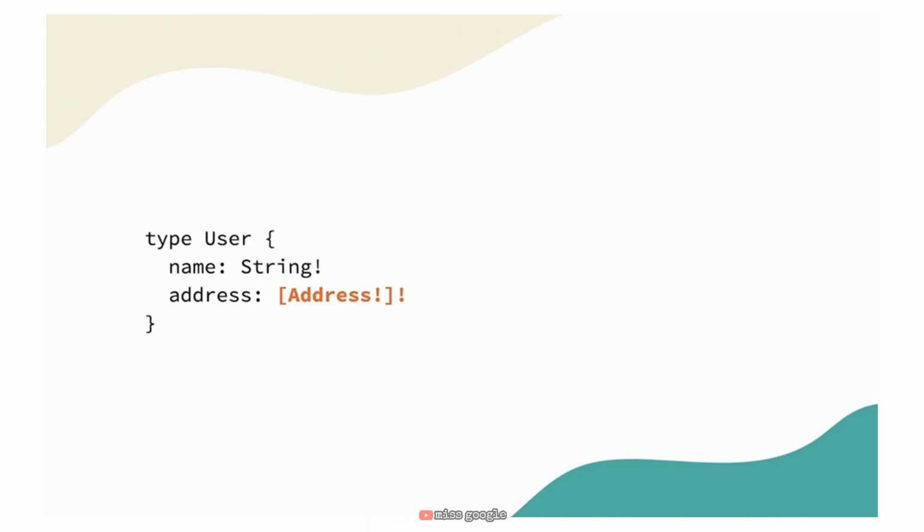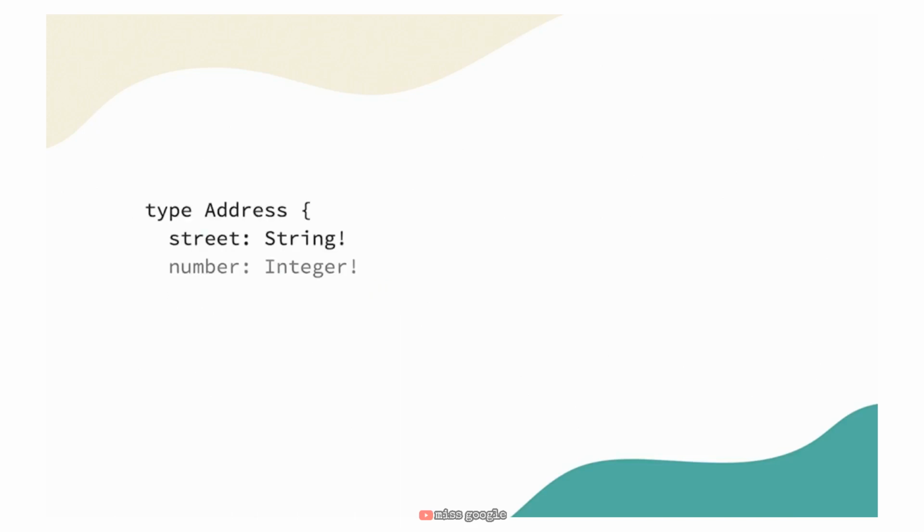Address represents an array of the address objects available to the user. This means that there's an address object type, and a user can have more than one address. And here's a representation of the address type. As you can see, it's also a simple object type.